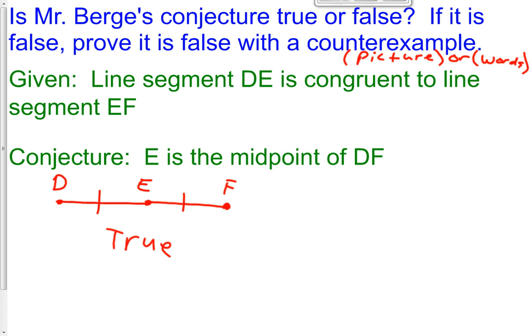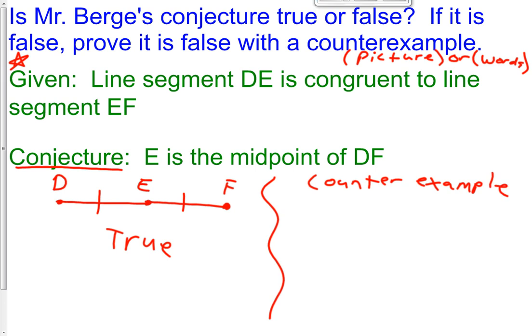Is there any way that I can draw a picture with this given information that proves this conjecture false? So is there a counterexample? Well, let's see if I could still, again, use this given information. Segment DE, so here's D, here's E. Let's make it congruent to segment EF. Congruent, congruent. I just proved this conjecture false.